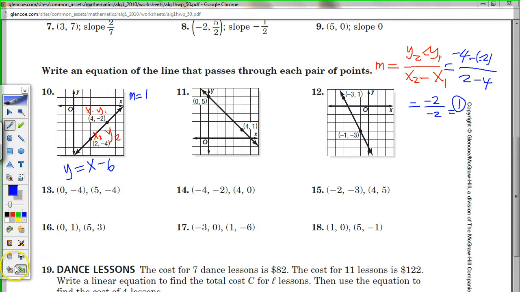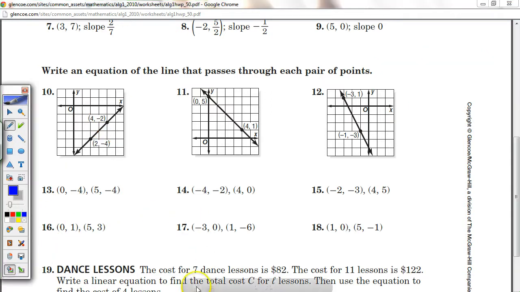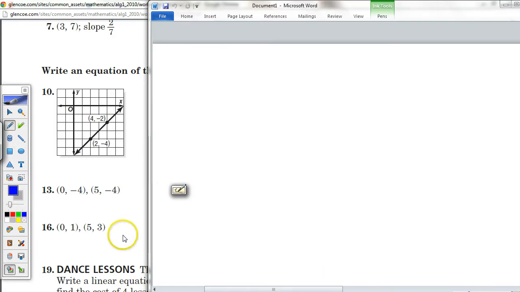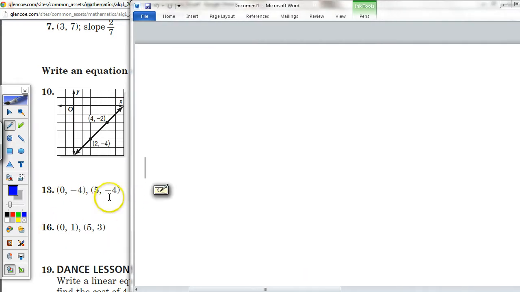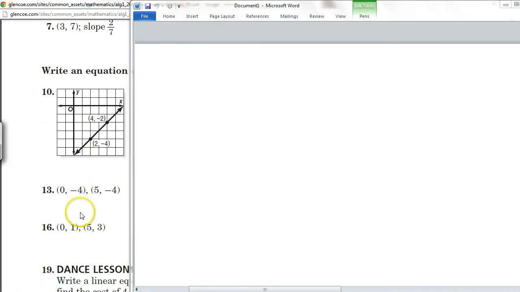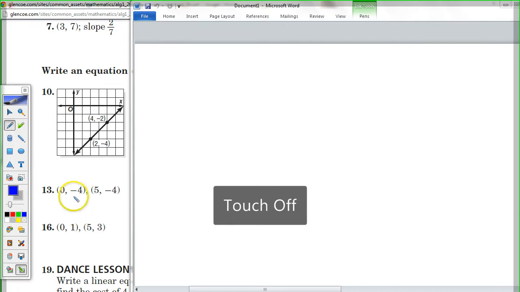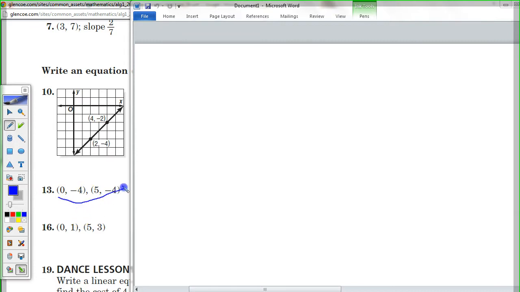Alright, now let's do one more problem that involves writing the equation when it gives you just 2 points. Okay. So here's your 2 points. Ooh, that looks messy. Alright, so here are your 2 points.